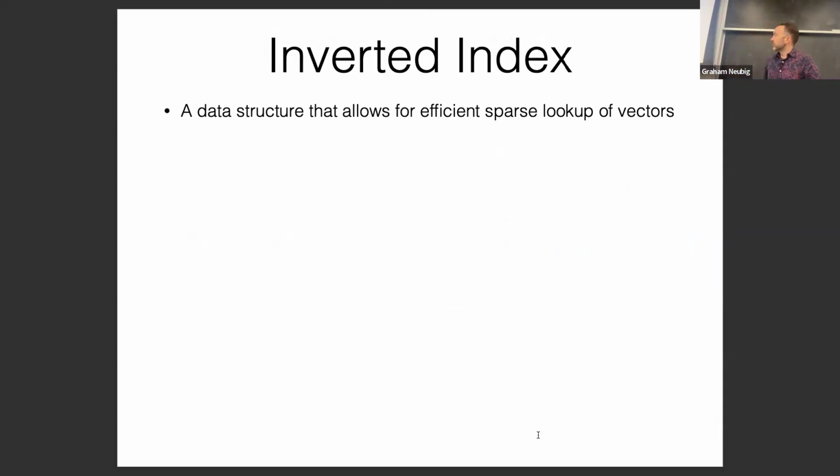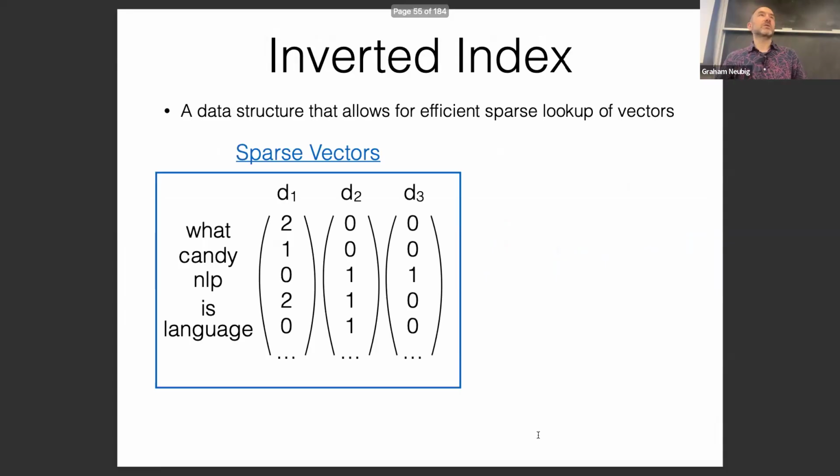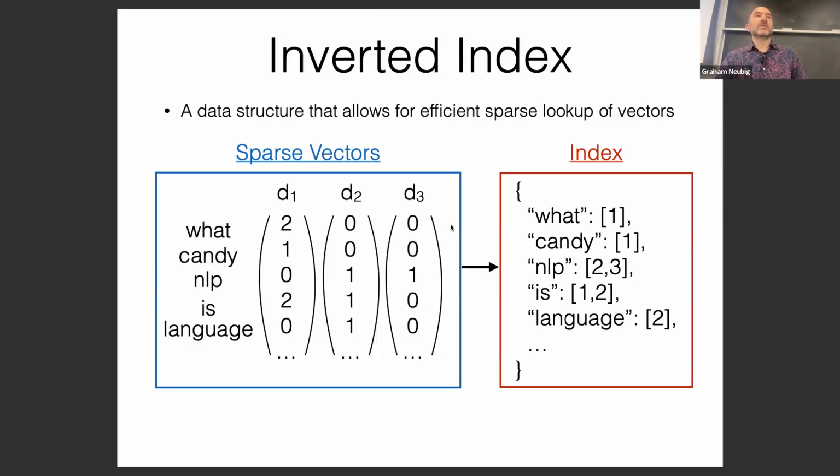So anyway, once we have these sparse weighted frequencies, we want to look them up efficiently. And the common way we do this is through something called an inverted index. The way an inverted index works is we essentially have our sparse vectors, saying like what, and, candy, is, etc. And we turn this into an index where we instead have the words, and we have all the documents where these words have non-zero terms.